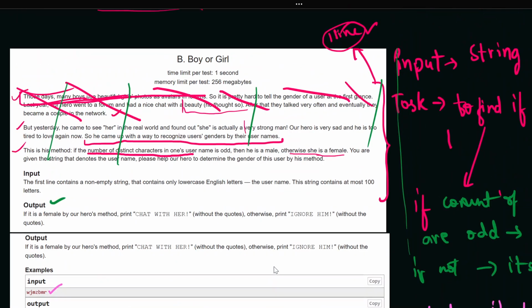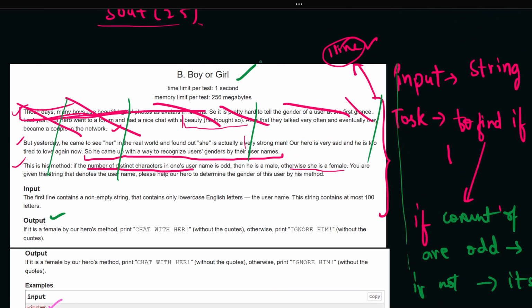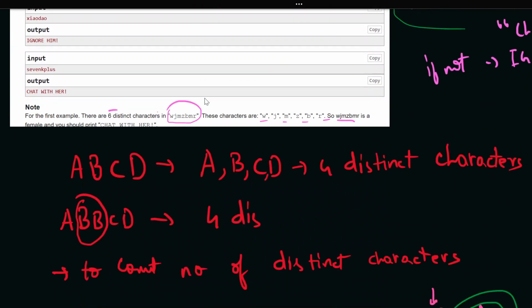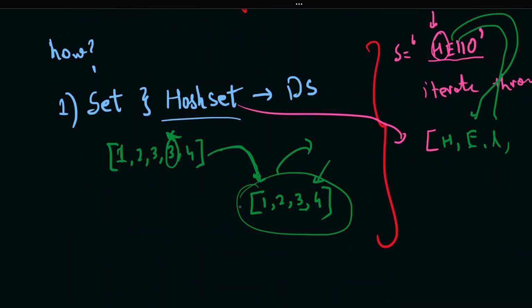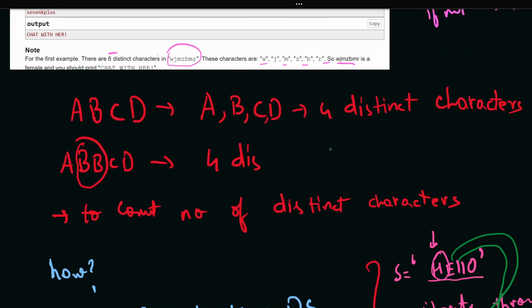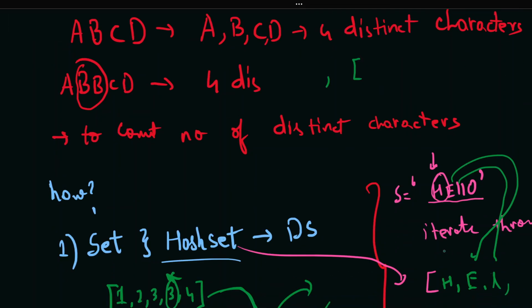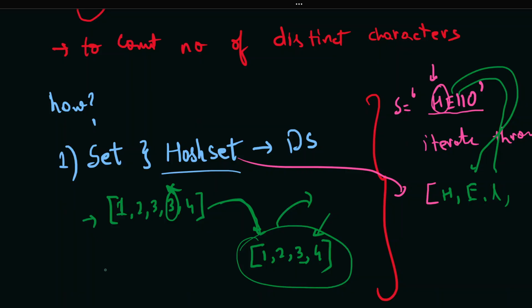So I'll repeat it, guys. Okay. So, boy or a girl, we have this question. When you read it out, you just cancel out everything and write it down in this way. Correct? We have input, we have task, and then what to do in the output, right? So, I explained about hash set. What is hash set? Hash set is a data structure wherein, if you take this example, the array has 1, 2, 3, 3, 4.